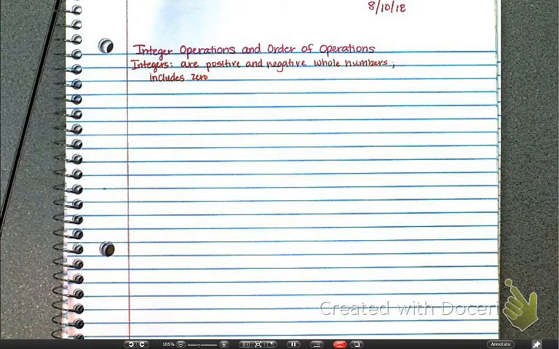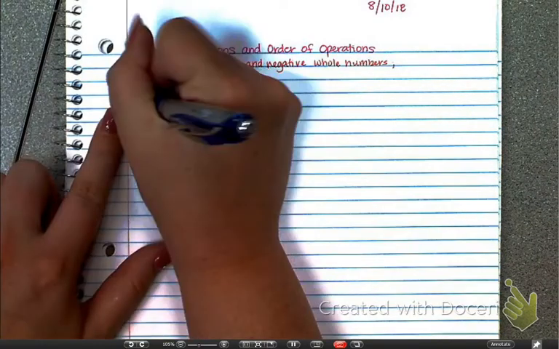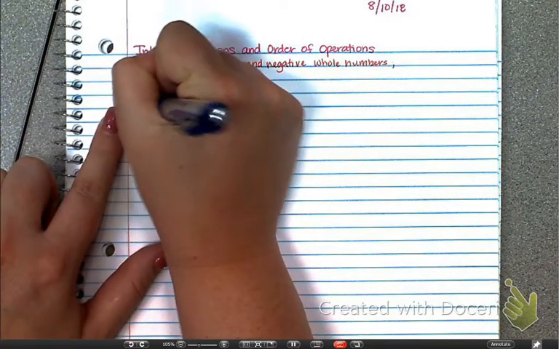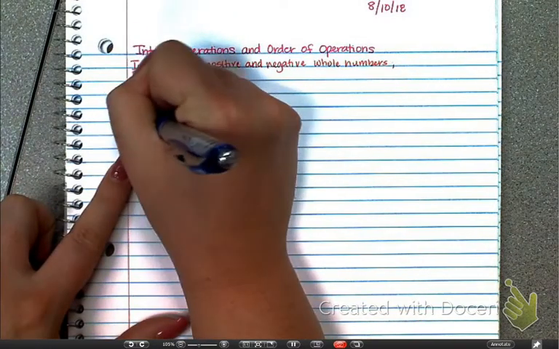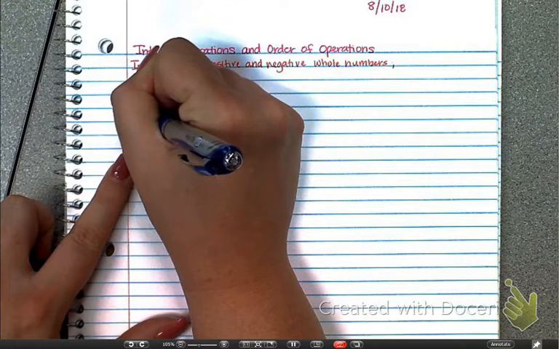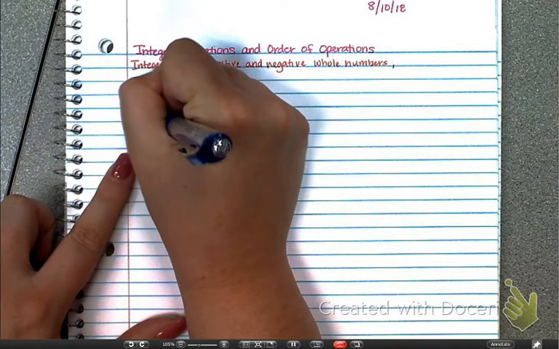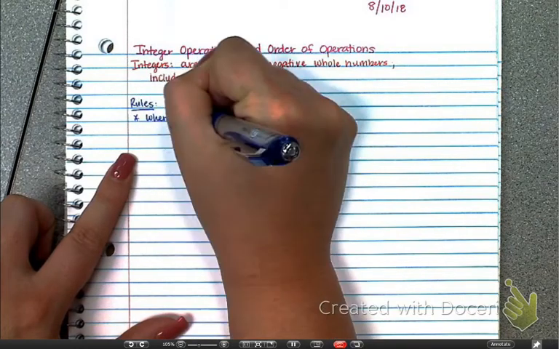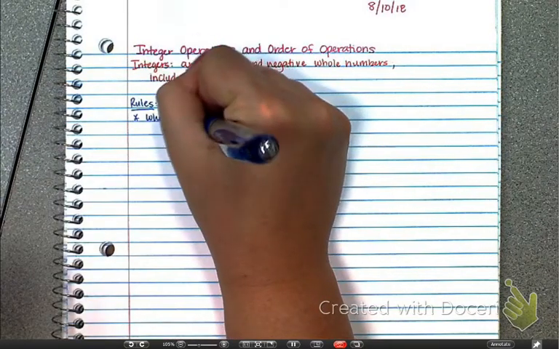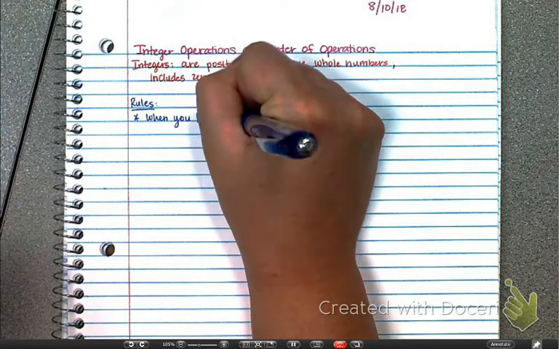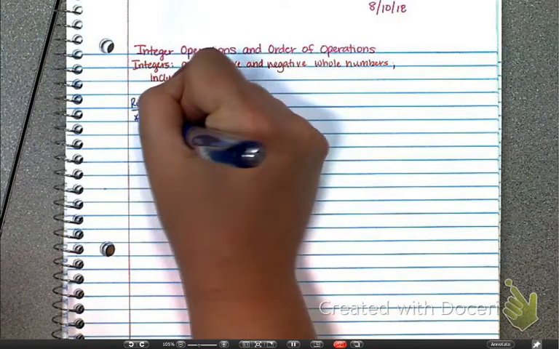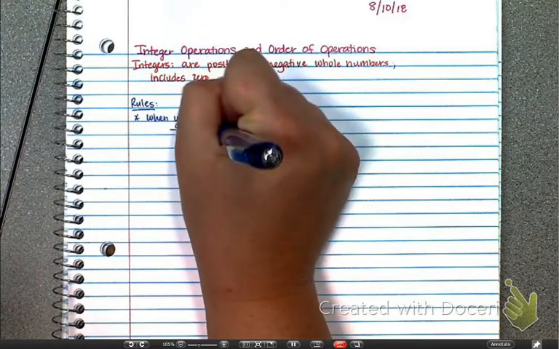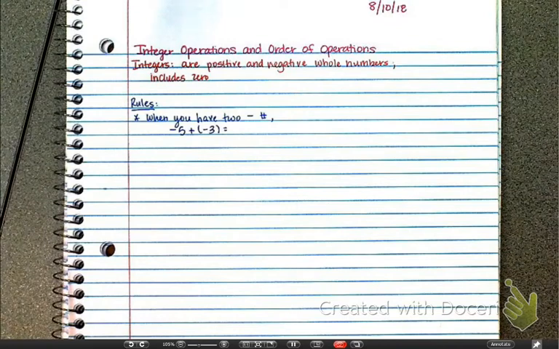Now, when we're talking about rules for positive and negative numbers, you should remember them from IM1, and really even before that. So what happens when you have two negative numbers? Okay, hold on. Let me rephrase that. When we're adding two negative numbers. So for instance, -5 plus -3. What do you get?